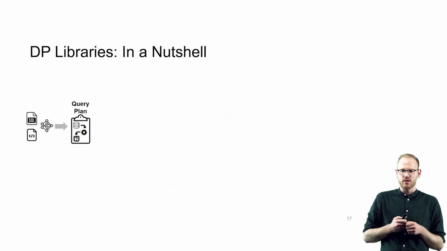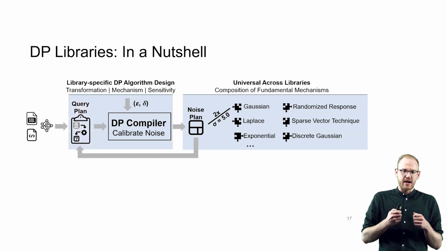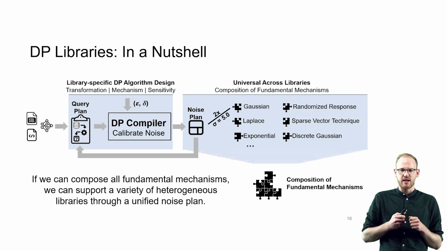Now, DP frameworks, despite being widely different concerning queries and domain-specific techniques they support, all rely on a core set of fundamental mechanisms to introduce carefully calibrated noise. In practice, to ensure a coherent privacy analysis, systems break down their queries into these fundamental mechanisms. In our system, we intercept these noise plans from each framework and present them in a unified manner.